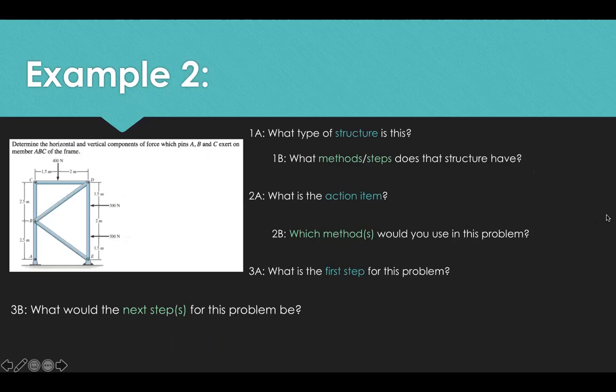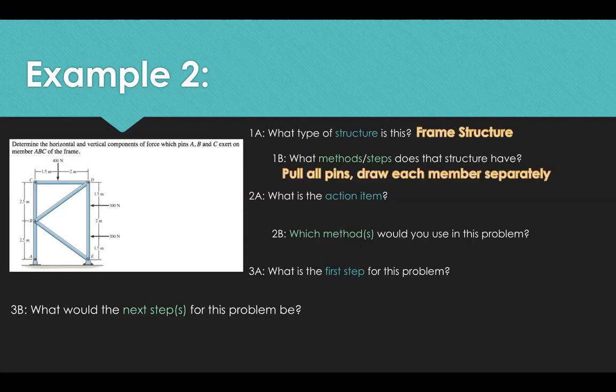All right, cool. What structure is this? The frame. Exactly. How'd you know? It's not a truss. That's a frame with the pins. Oh, yeah, that too. Both are correct answers. Very nice. What steps or methods are usually associated with frames? These are definitely steps, not necessarily methods. You pull the pins. Exactly. That's the unique step: you pull the pins and look at everything separately.